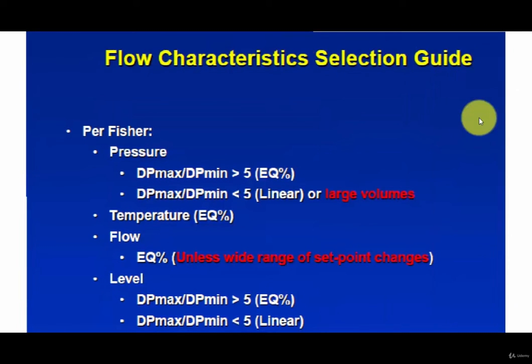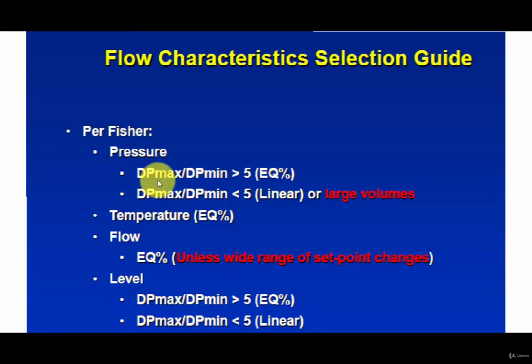Hi. Now we will see the flow characteristics and for which parameter which flow characteristic you have to select. That is the flow characteristics selection guide. So for pressure, what are the flow characteristics? In pressure control, we have to look at the ratio of dP maximum to dP minimum. If that is greater than 5, you should go with the equal percentage characteristic. This is a thumb rule.